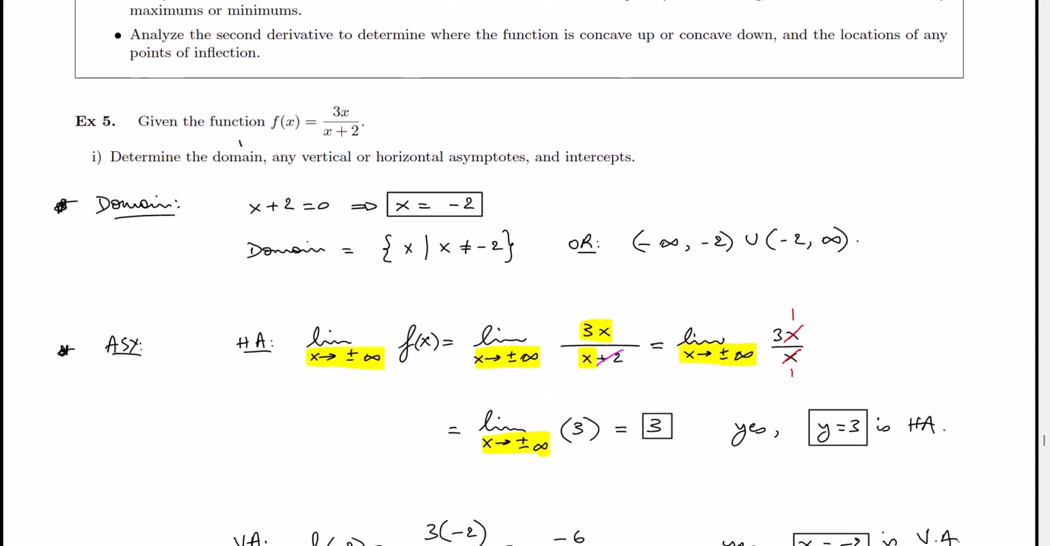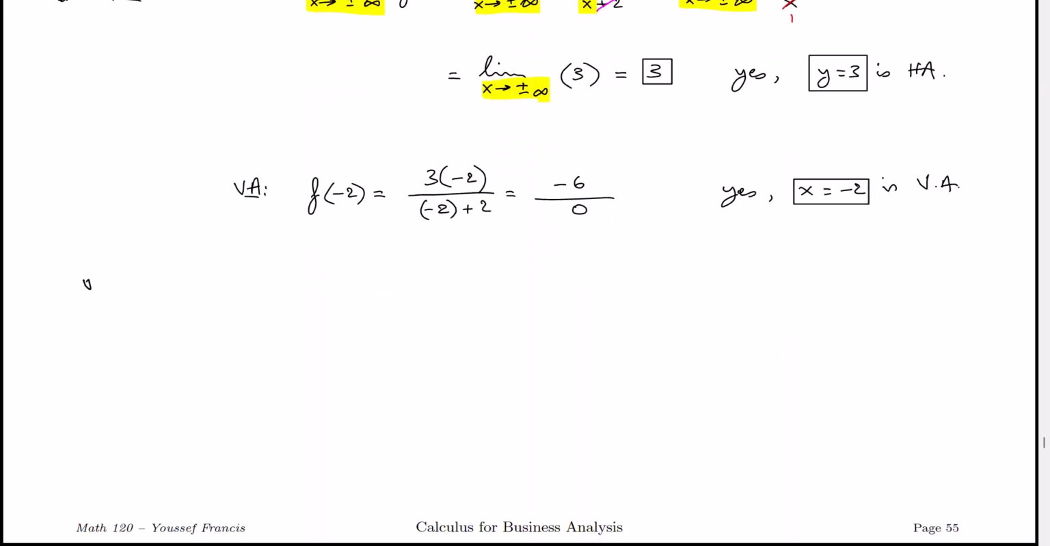So far we've answered domain, we've answered vertical and horizontal asymptotes. The only thing that's left is intercepts. So how do I find intercepts? Again, there are two types of intercepts, either x-intercepts or y-intercepts. Let's start with the y-intercept first. To find the y-intercept, we will just let x be equal to 0. In other terms, we're going to plug 0 into the function, and that's going to be 3 times 0 divided by 0 plus 2, because it used to be 3x over x plus 2. 3 times 0 is 0, divided by 2 is just simply 0.